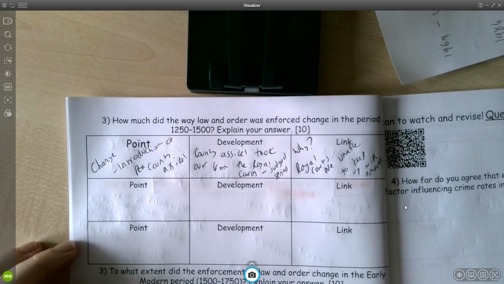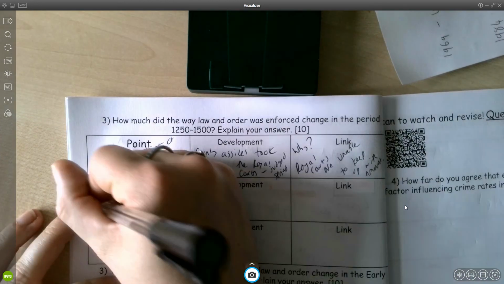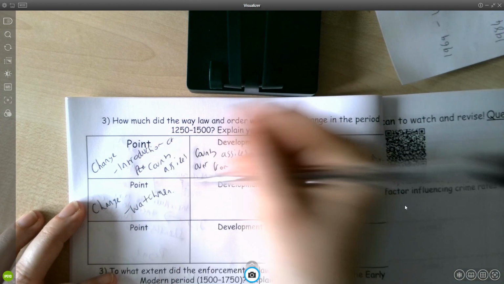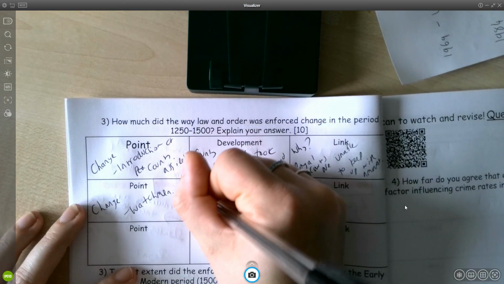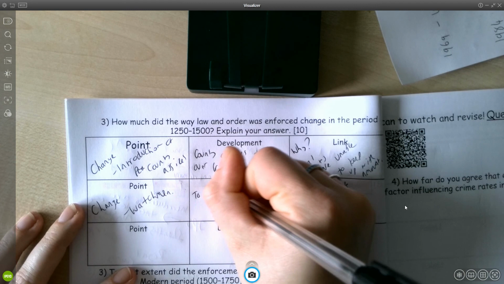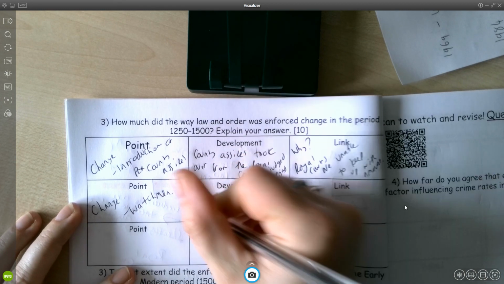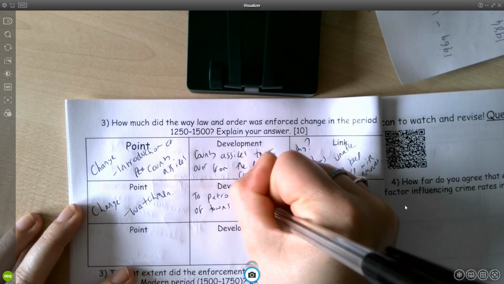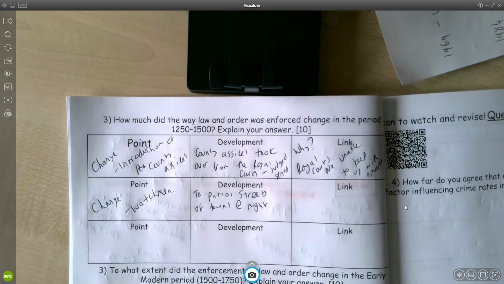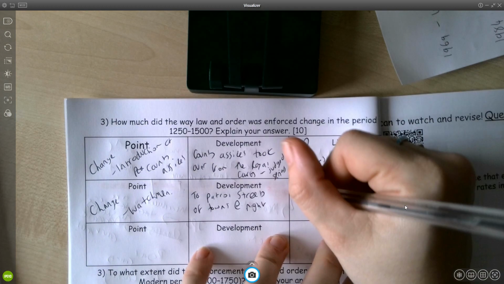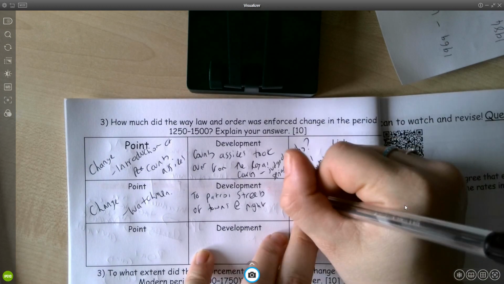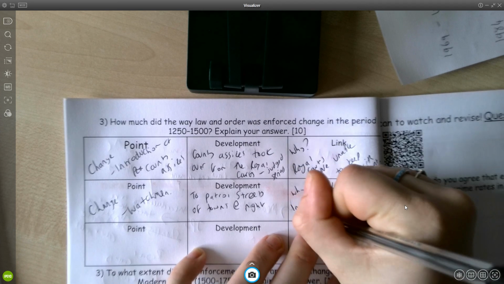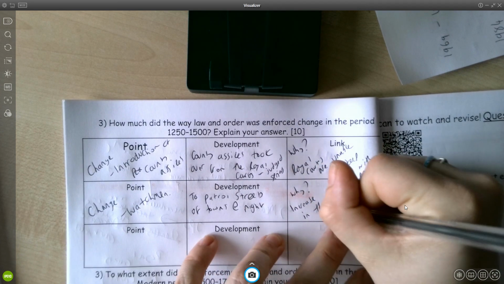The second one that I would include, I think, is change and watchmen. So watchmen are introduced to patrol the streets of towns at night. Again, why are they introduced? It's the increase in the size of towns.